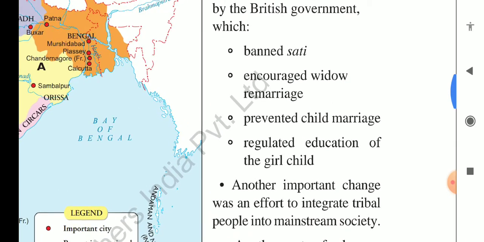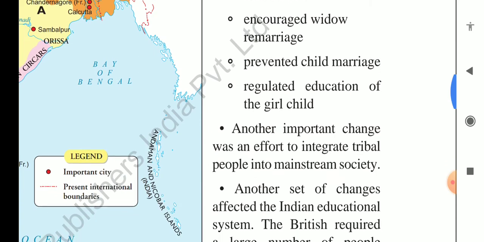So the British passed a new law that encouraged widow remarriage and prevented child marriage. At that time, children were married at a very young age, so the British passed a law that children would not be married. They also regulated the education of the girl child. The society was so stringent that parents would not allow a girl child to be educated, so the British government passed laws so that a girl child could also have an education.